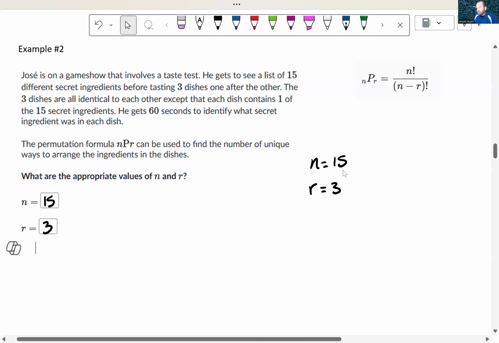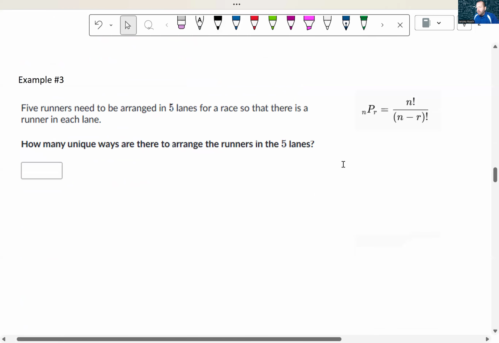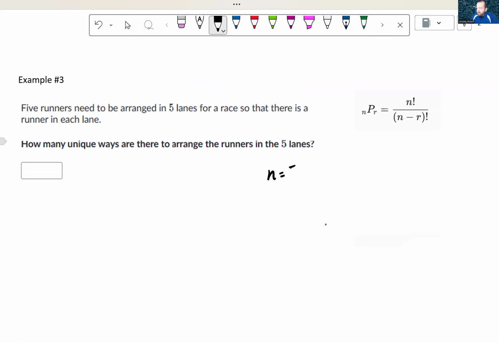All right, we'll do one more example with these. 5 runners need to be arranged in 5 lanes for a race so that there is a runner in each lane. How many unique ways are there to arrange the runners in the 5 lanes? So we have 5 lanes and 5 runners. So in this case, N is 5 and R is 5.